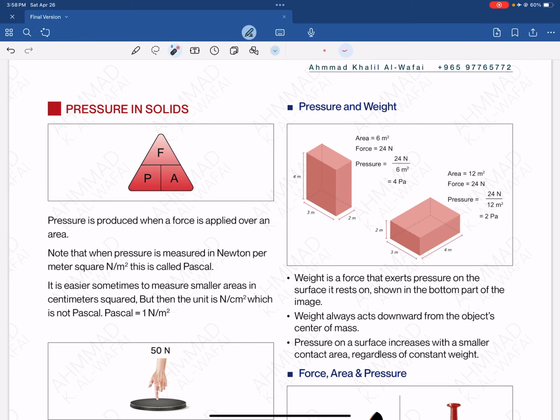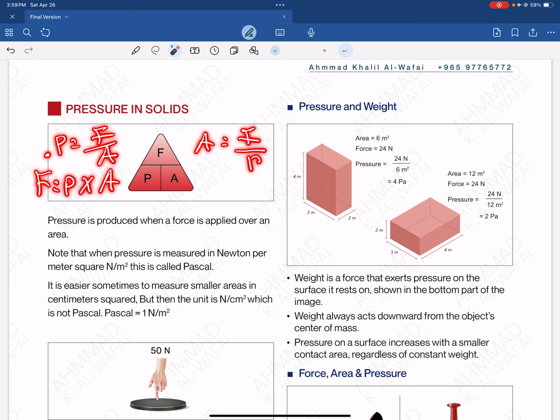So welcome again, guys. Now we're going to be talking about pressure in solids. Pressure in solids is defined by the force per unit area. You could also calculate the force, which is equal to the pressure times area, or the area is equal to the force divided by the pressure.